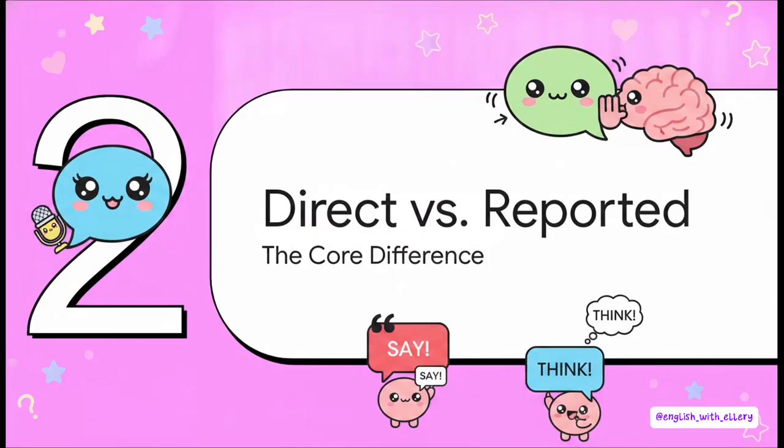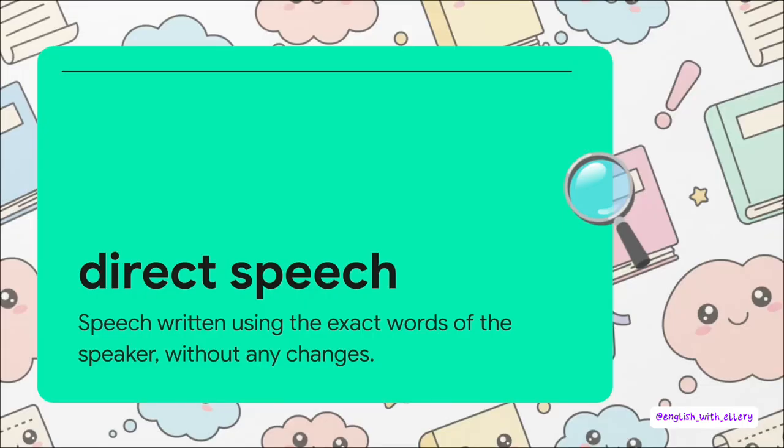Moving on to Section 2, Direct versus Reported Speech, the core difference. To really understand how to report information, we first need to get a handle on the two primary tools we use to do it. Let's start with direct speech. Direct speech is speech that's written using the exact words of the speaker, without any changes at all. You can think of this as the quote-unquote method. When someone speaks, you're essentially acting like a human tape recorder, repeating their exact phrasing, word for word, usually inside quotation marks if you're writing it down.